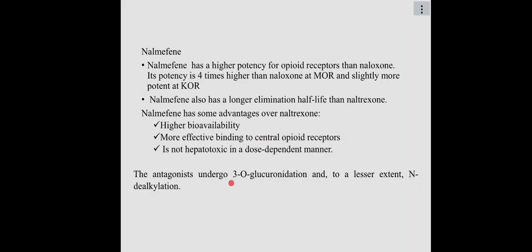And these drugs, when we look at them, almost all of them will undergo similar metabolism. They can undergo 3-O-glucuronidation. Remember, all of them have a 3-hydroxyl group. They are morphine derivatives, they are morphine analogs. So they will require the hydroxyl group at position number 3 for activity, and to a lesser extent, they can also undergo oxidative N-dealkylation.